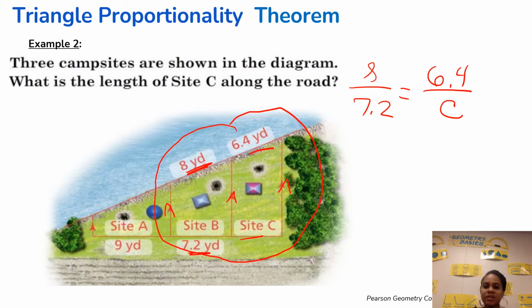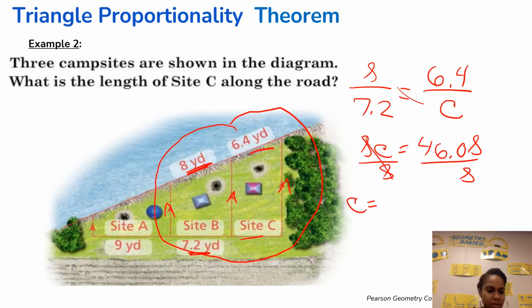All right. So cross multiply, 8 times C is 8C. 6.4 times 7.2, that is going to be 46.08. All right, and then of course that one-step equation left, dividing by 8, and C is equal to 5.76. So my answer here is 5.76, and excuse my sloppy handwriting.